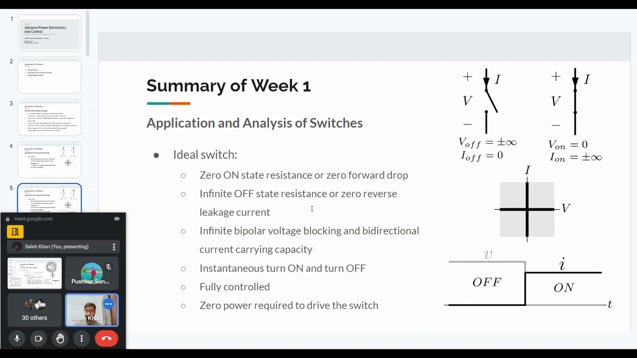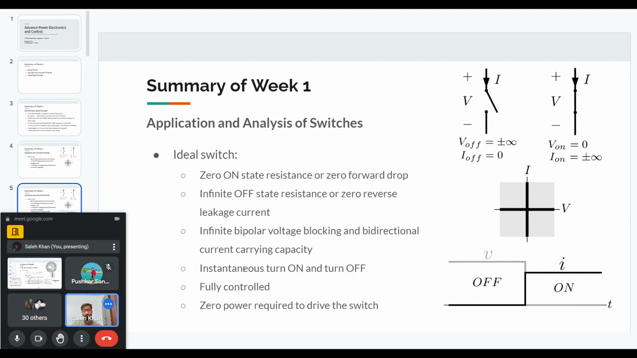So the next property of an ideal switch is that it should be fully controlled. That means we should be able to control when the device turns on and when the device turns off. And as you know, not all devices are fully controlled. A diode is completely uncontrolled. It depends on the circuit conditions whether it will turn on and turn off. With an SCR, we can turn it on by a gate signal, but it will turn off automatically. The turn off is not in our control. So this is a condition that is not fulfilled practically.